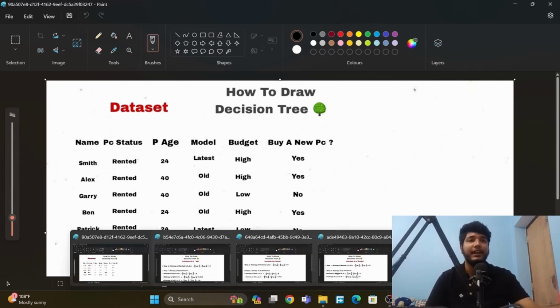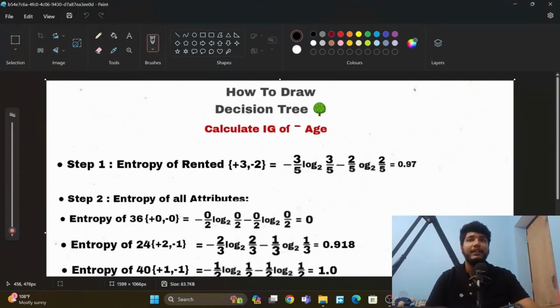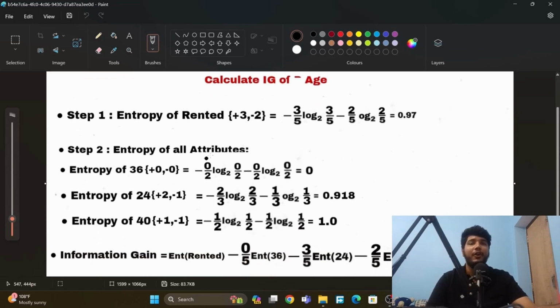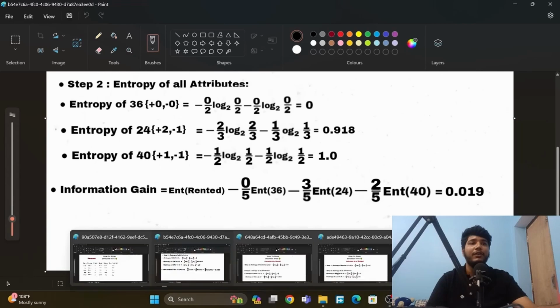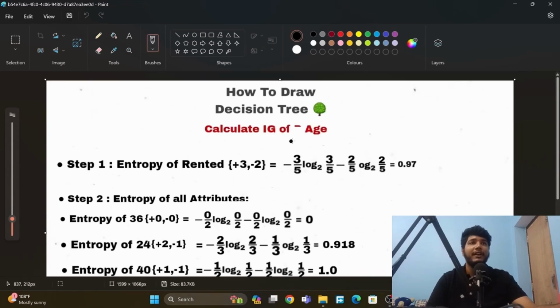So let's do it again. Here we will compute the entropy of rented. Total yes in rented is +3 and total no in rented is -2, so it is 3 plus and 2 minus, 5 in total. We add these here, then use the entropy values inside that, and now we get this value. Then again we do it for age, person age.